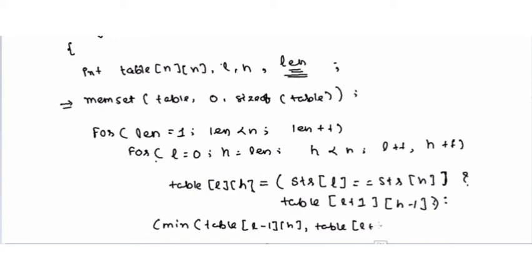Sorry, I think I have a mistake over here. It should be L, H minus 1 and L plus 1, H. The minimum of that plus 1 should be returned. So with this, it will return the answer.